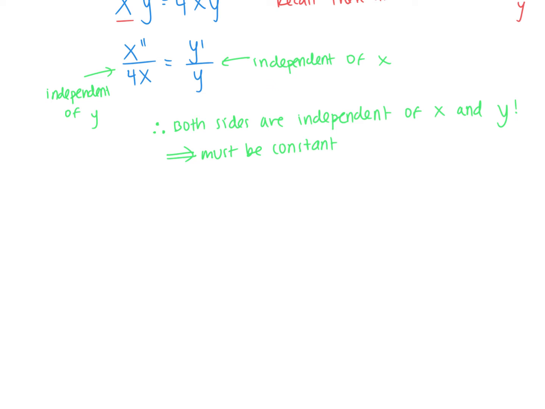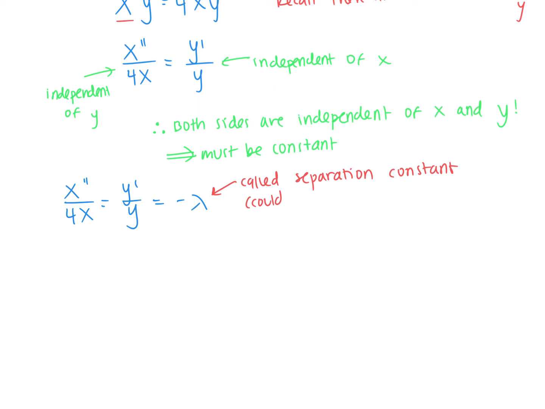We're going to rewrite that equation, x double prime over 4x is equal to y prime over y, keeping in mind that those are functions. If they're constant, we're going to set them equal to a constant. And we're going to use negative lambda. You'll see why we use a negative, but this is called the separation constant. We could use positive lambda also.